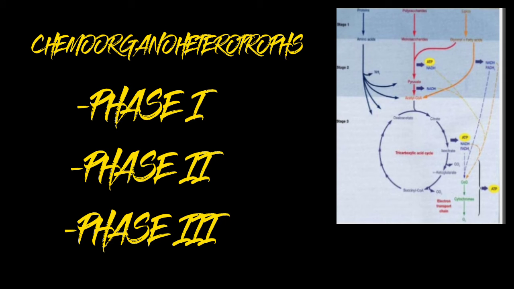Organoheterotrophs. Phase 1: breakdown of large complex biomolecules like polysaccharides, proteins, and lipids into their respective building blocks. Phase 2: the building blocks are usually oxidized to a common intermediate, acetyl CoA. Phase 3: it consists of the citric acid cycle, for example, the oxidation of acetyl CoA to CO2, formation of NADH and FADH2, followed by electron transport and oxidative phosphorylation.